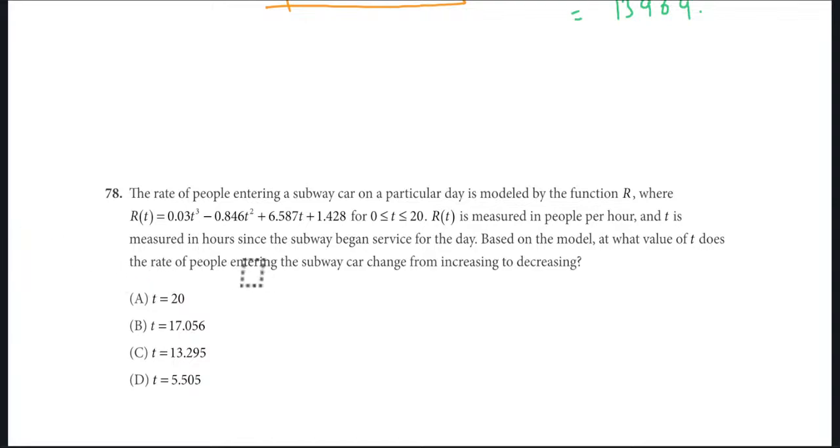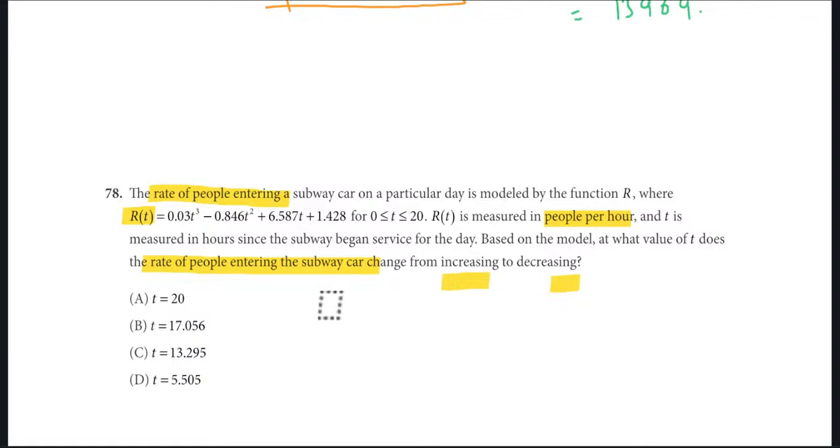Okay, the rate of people entering the subway car. What is that? That is basically the same thing as given to us, right? Because this is people per hour, and they are looking for the rate at which people enter the car, which is already given in the question as R. So we just have to graph R and see where it changes from increasing to decreasing, correct? Isn't that what they are saying?